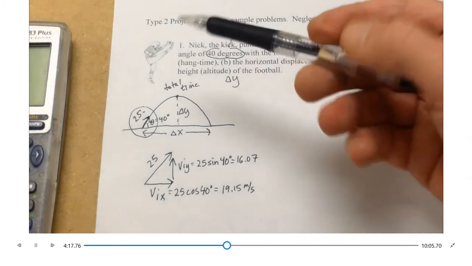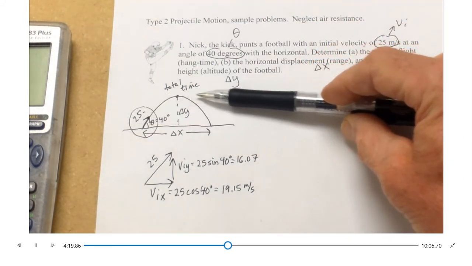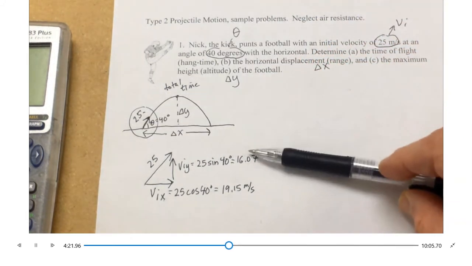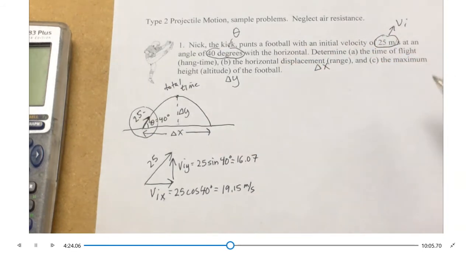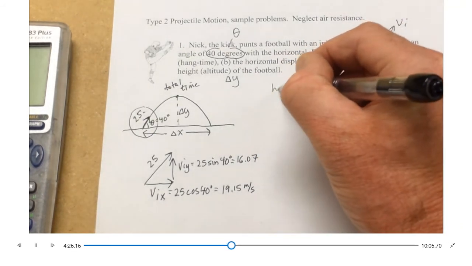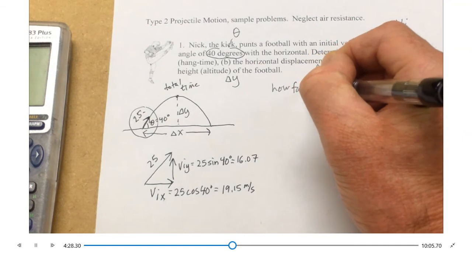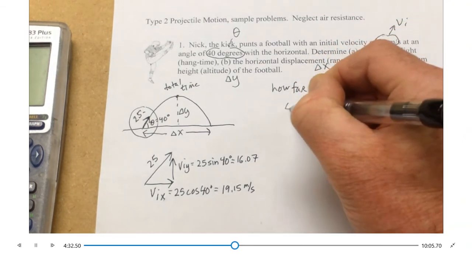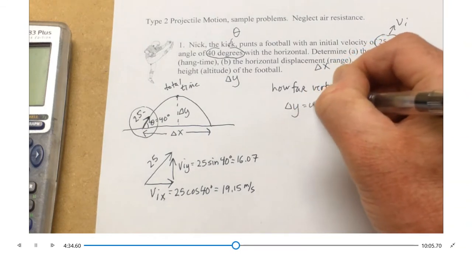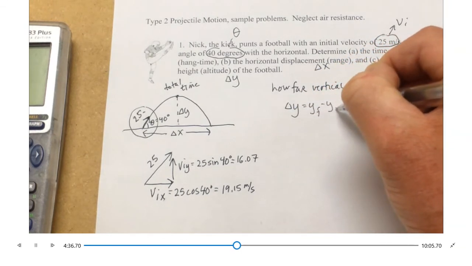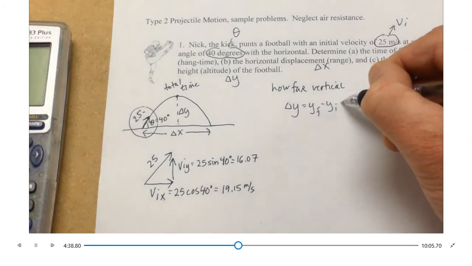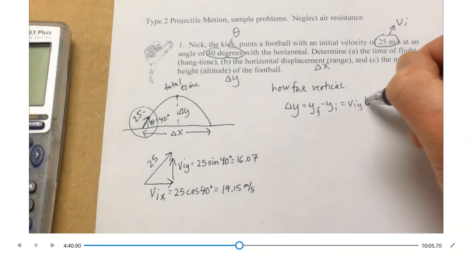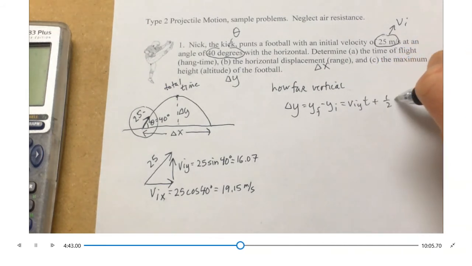Let's look at the time of flight, the hang time. The hang time is determined by the vertical motion. So I'm going to write the vertical how far equation: delta y, which is yf minus yi, equals ViyT plus 1/2 AT squared.